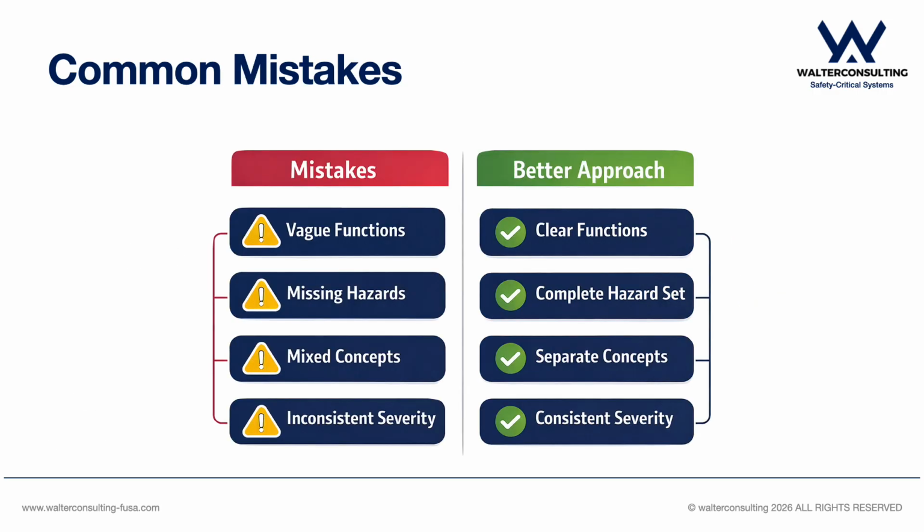There are several common mistakes in functional hazard assessment. One of the most frequent is defining functions too vaguely. If functions are not clear, hazards cannot be identified properly. Another mistake is missing important hazards. This often happens when analysis is not thorough enough. It is also common to mix functions and failures. These must be clearly separated. Consistency in severity classification is another critical point. And finally, FHA should not be treated as a one-time activity. It must be refined as the system evolves.